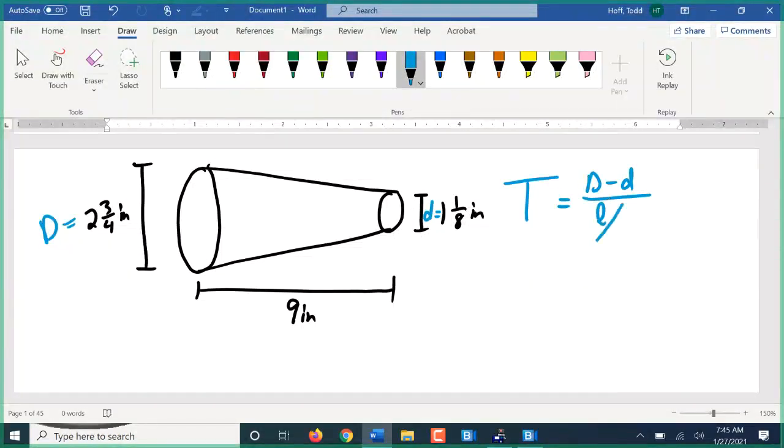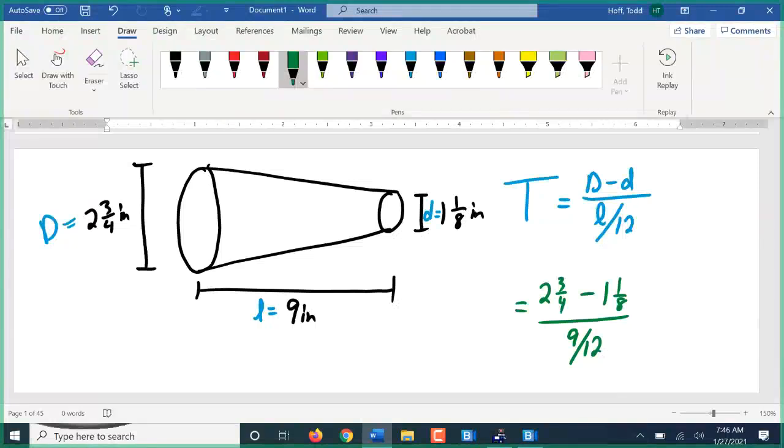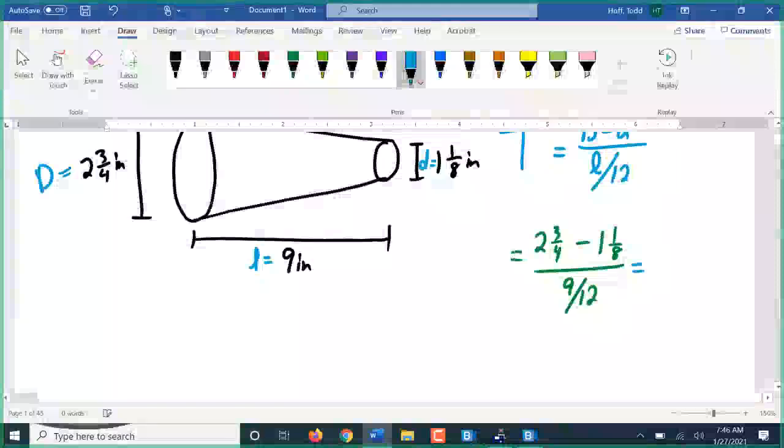Over the length, divided by 12. Here, the length is the 9 inches. The divided by 12 is to convert the length into feet. If the length is already given in feet, we don't have to do the division by 12. Here we'll have 2 3/4 minus 1 1/8 divided by 12. 2 3/4 minus 1 1/8 is 1 5/8.